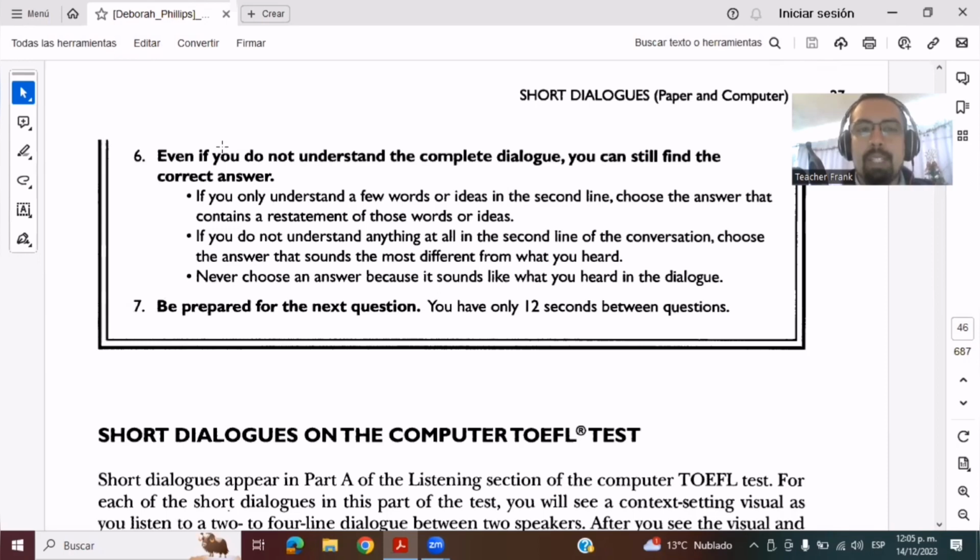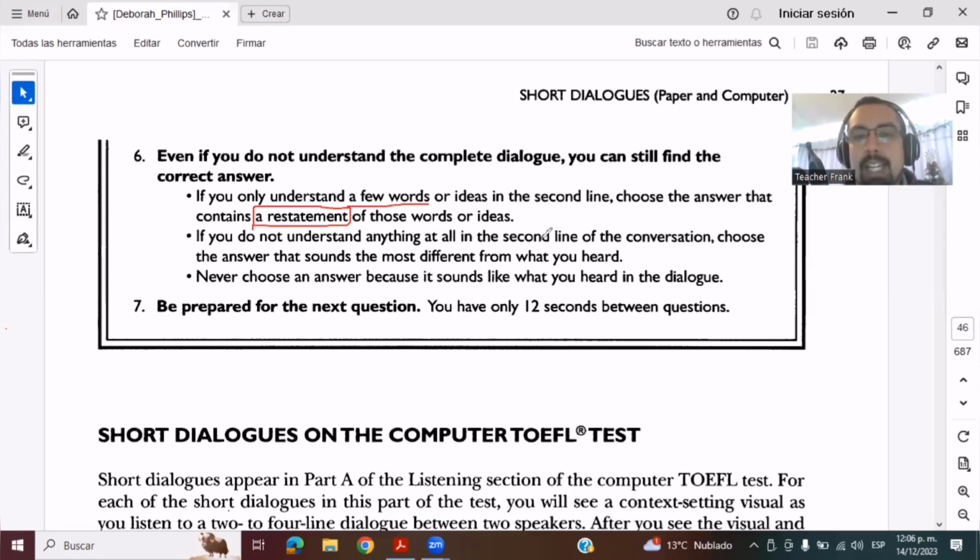Okay, number 6 says, even if you do not understand the complete dialogue, you can still find the answer, right? If you only understand a few words or ideas in the second line, choose the answer that contains a restatement. Not the same words, but that they say the same thing with different words. We're going to be looking at this in skills 2 and 3, right? You want the answer that has different information apparently, but it means the same thing.